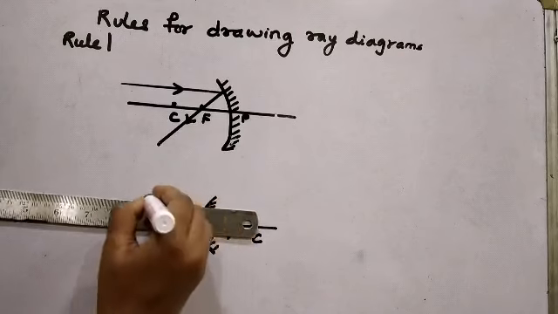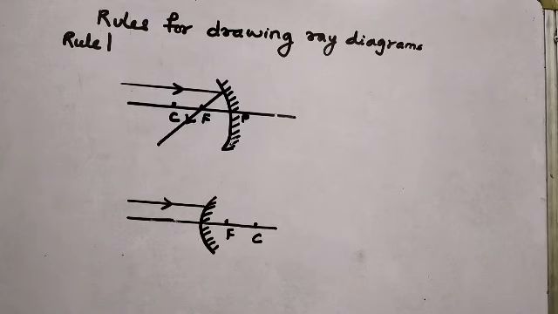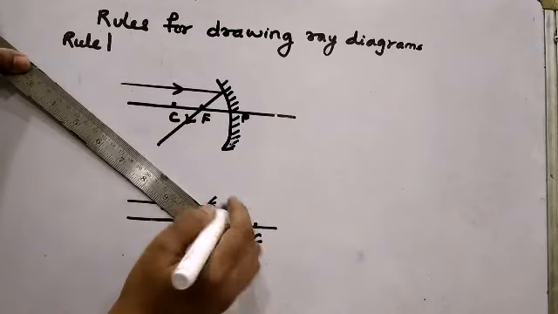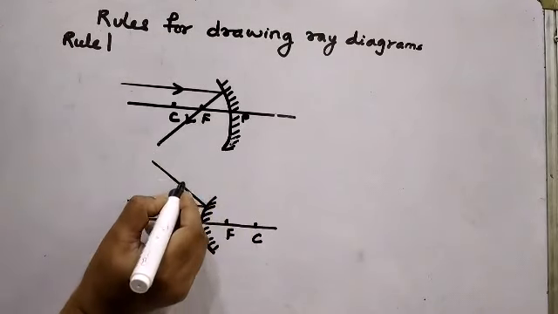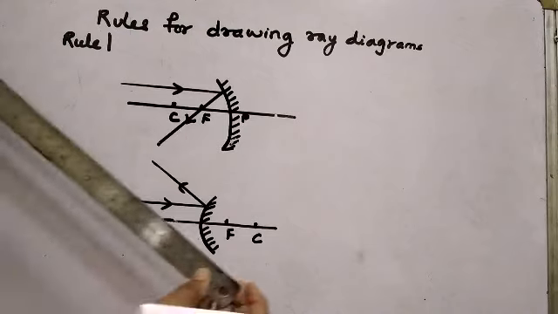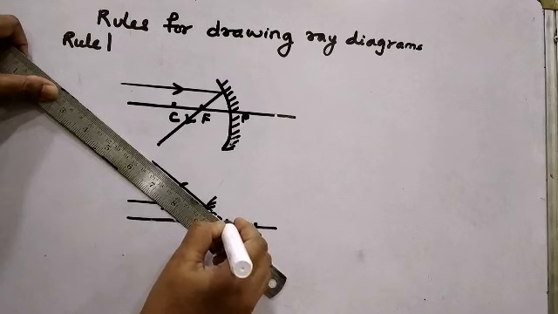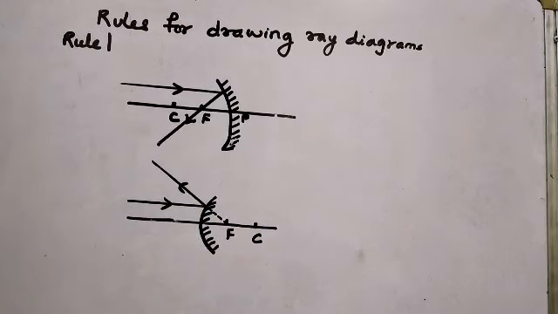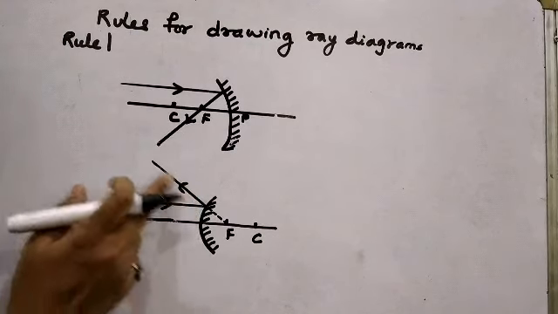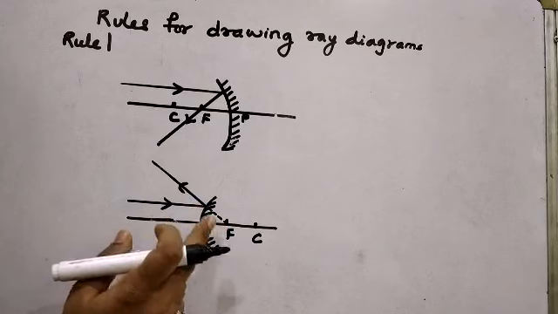If I take an incident ray parallel to the principal axis of a convex mirror, then the reflected ray will diverge in case of a convex mirror, isn't it? So the reflected ray will diverge like this. It will appear to diverge from the focus. If I extend this reflected ray, it will pass through the focus of the convex mirror. So if the incident ray is parallel to the principal axis, then the reflected ray appears to diverge from the focus of a convex mirror when it is extended backwards.